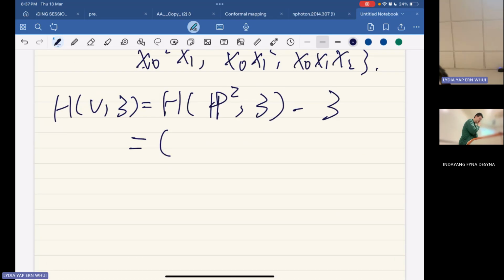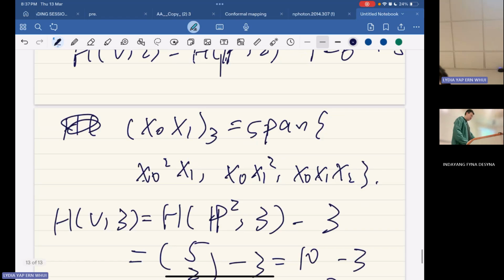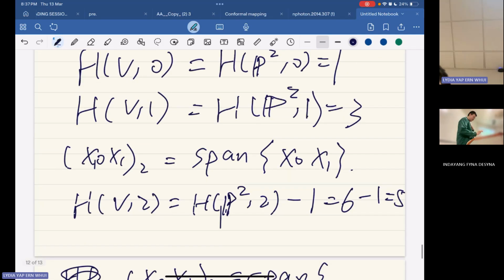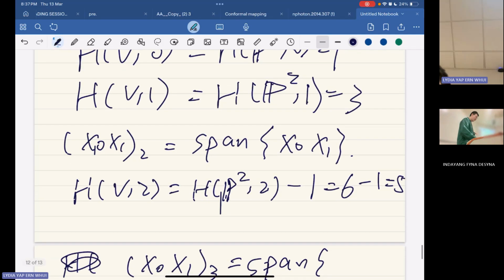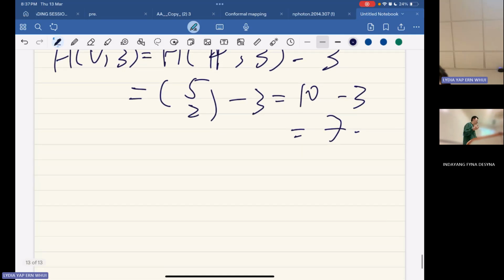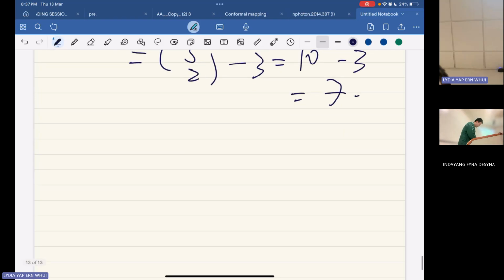3 plus 2 is 5 choose... Think, is this right? Yeah, it's just 10 minus 3 equals 7. Did you find something? H0 is 1, H1 is 3, H2 is 5, and here 7. It's like a polynomial, right? It's just a polynomial. And actually, it is just a line.